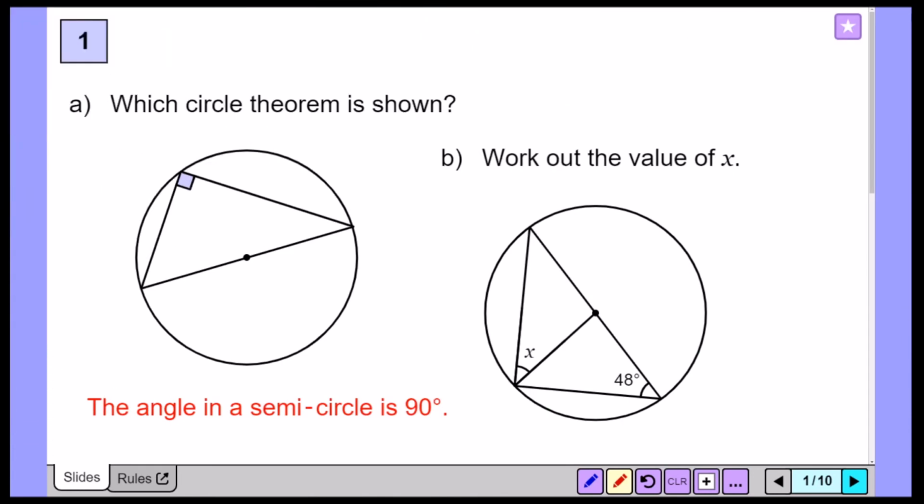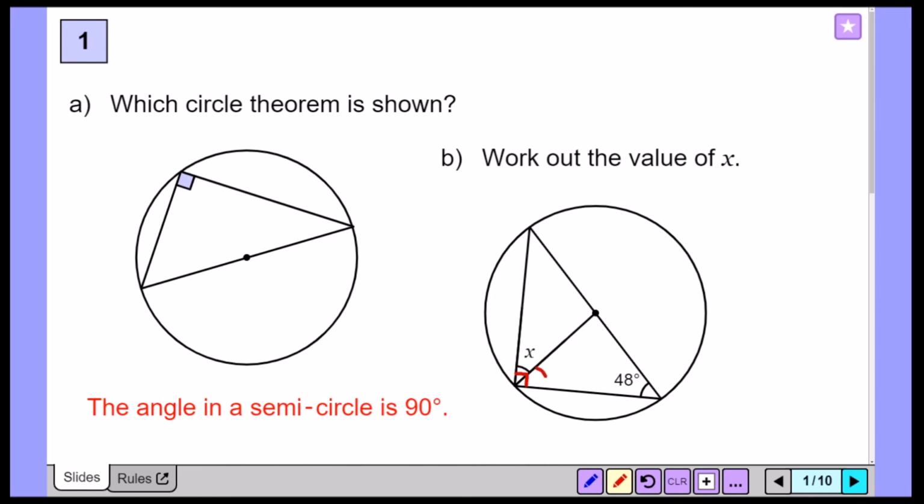Here's an example of how we might use the triangle circle theorem to get the answer to a question. Part B is asking us to work out the value of x. Now, because this line here is the diameter of our circle and it's used to make up a triangle, we can say that this angle opposite our diameter must be 90 degrees. That's because the angle in a semicircle is 90.